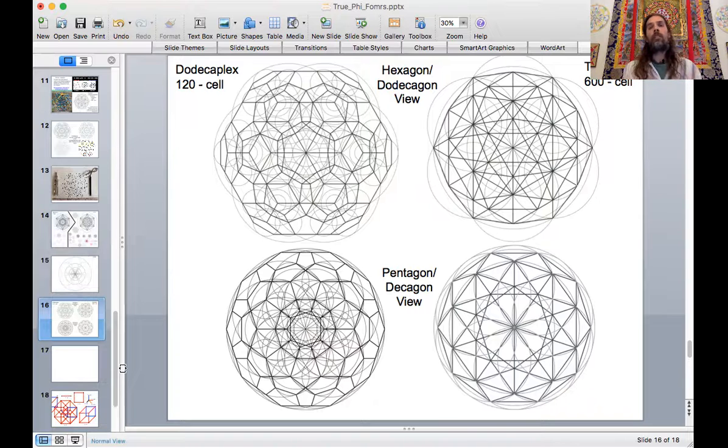So here is the dodecaplex, which is that dodecahedron, the 120 cell, as well as the 600 cell here on the right. These are highly complex images. This one is really much more difficult. But from the pentagon-decagon view, which is looking at it from the top down, from the vertex, let's say, rather than the triangular face, the symmetry is a little cleaner.